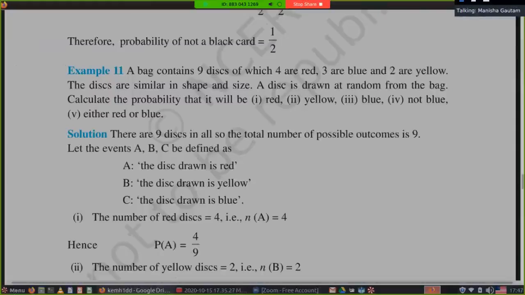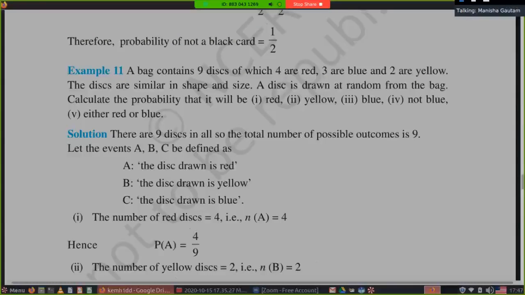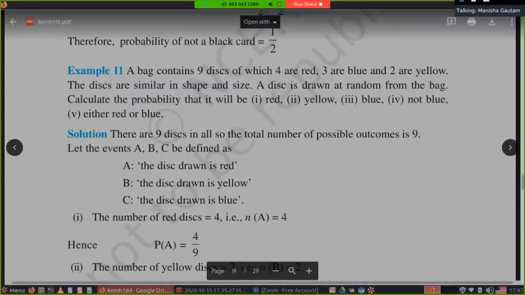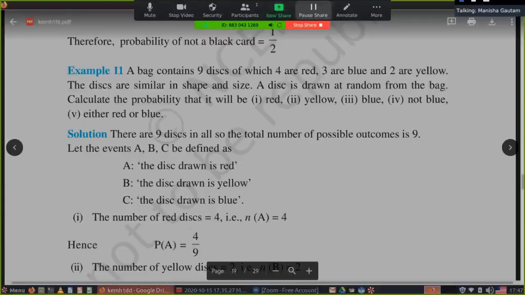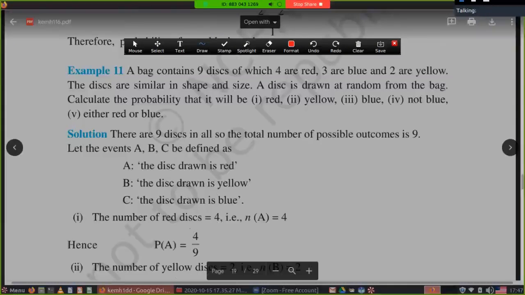Here is example number 11. A bag contains 9 discs, of which 4 are red, 3 are blue, and 2 are yellow, and the discs are similar in shape and size. A disc is drawn at random from the bag. Calculate the probability that it will be red, yellow, blue, not blue, and fifth, either red or blue.